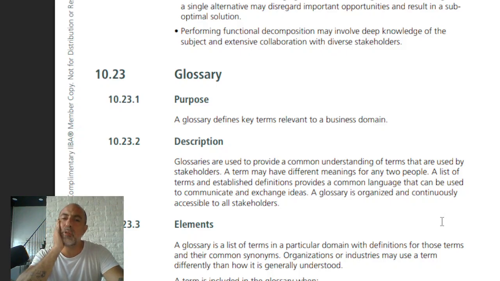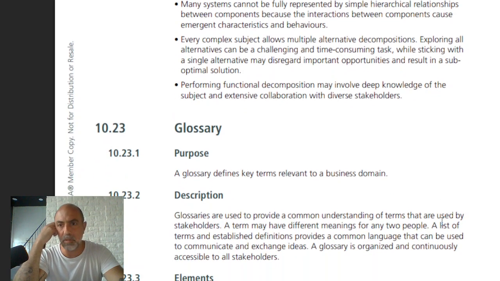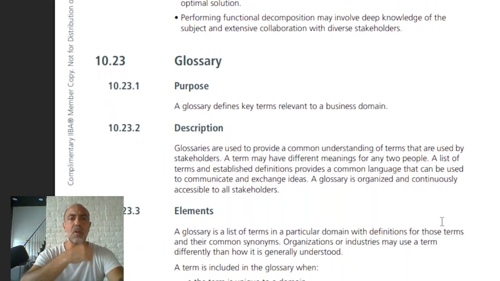Performing functional decomposition may involve deep knowledge of the subject and extensive collaboration with diverse stakeholders. The reason this is a limitation is because you need to find them, you need to work with people, and you need to know what you're doing. Sometimes, right? And depending. All in all, this is amazing.